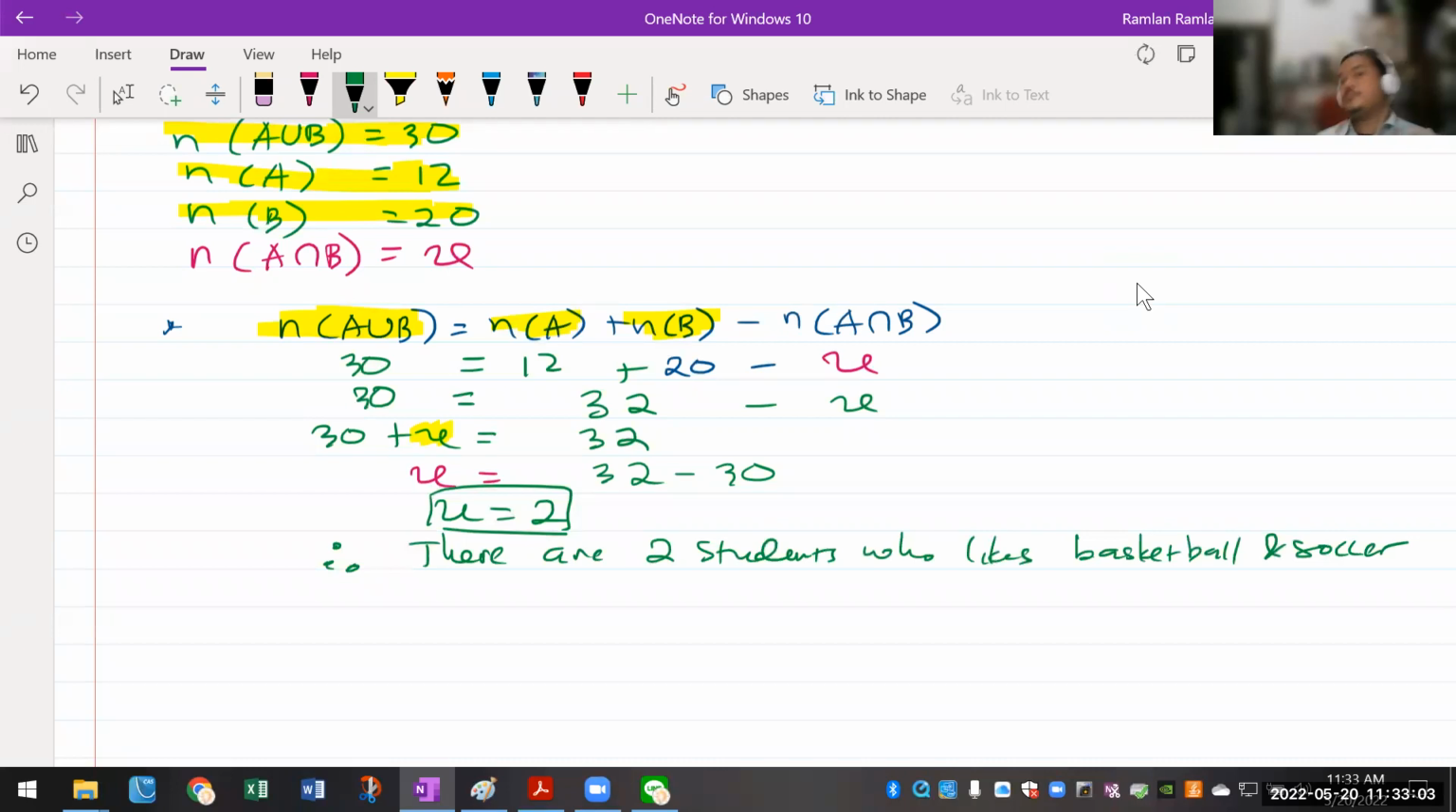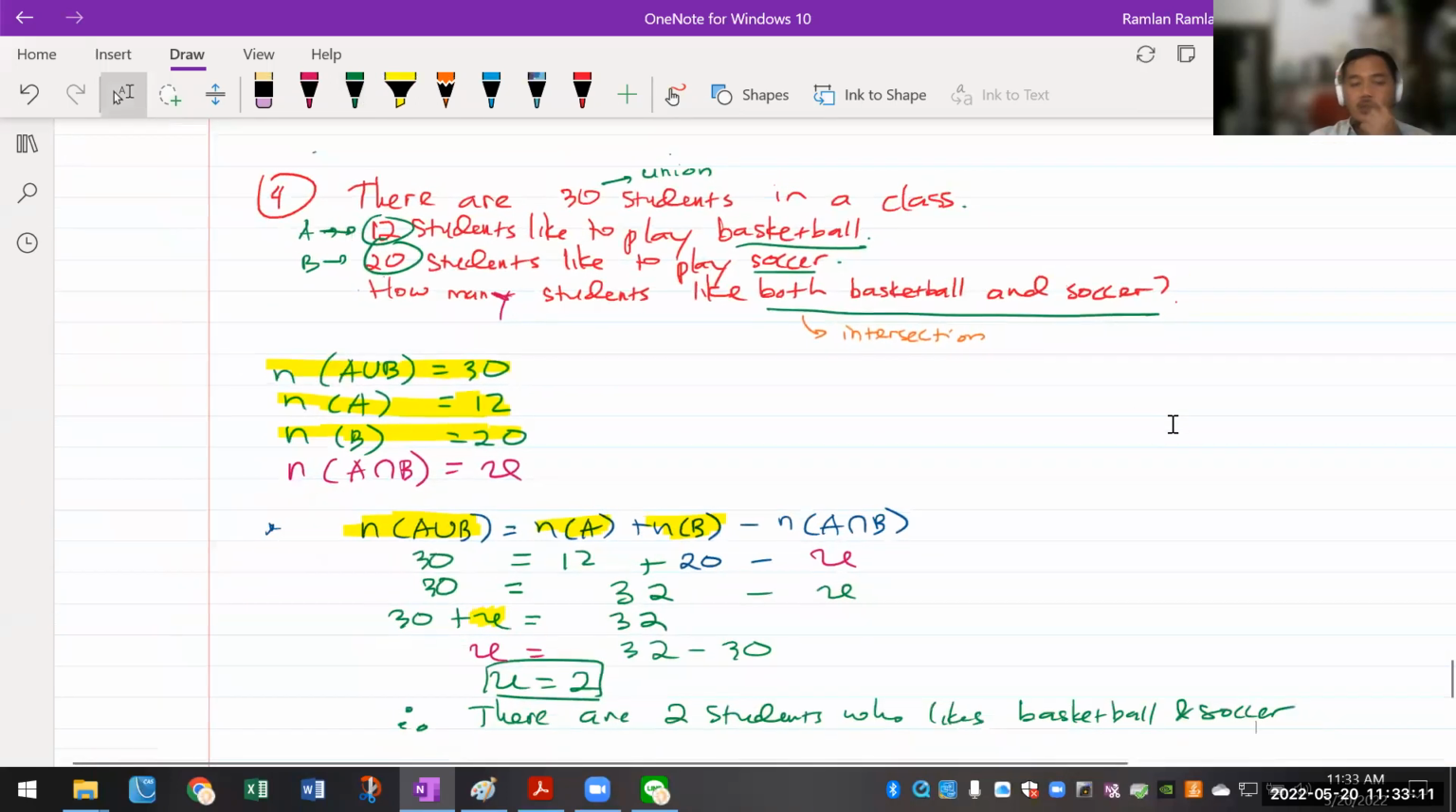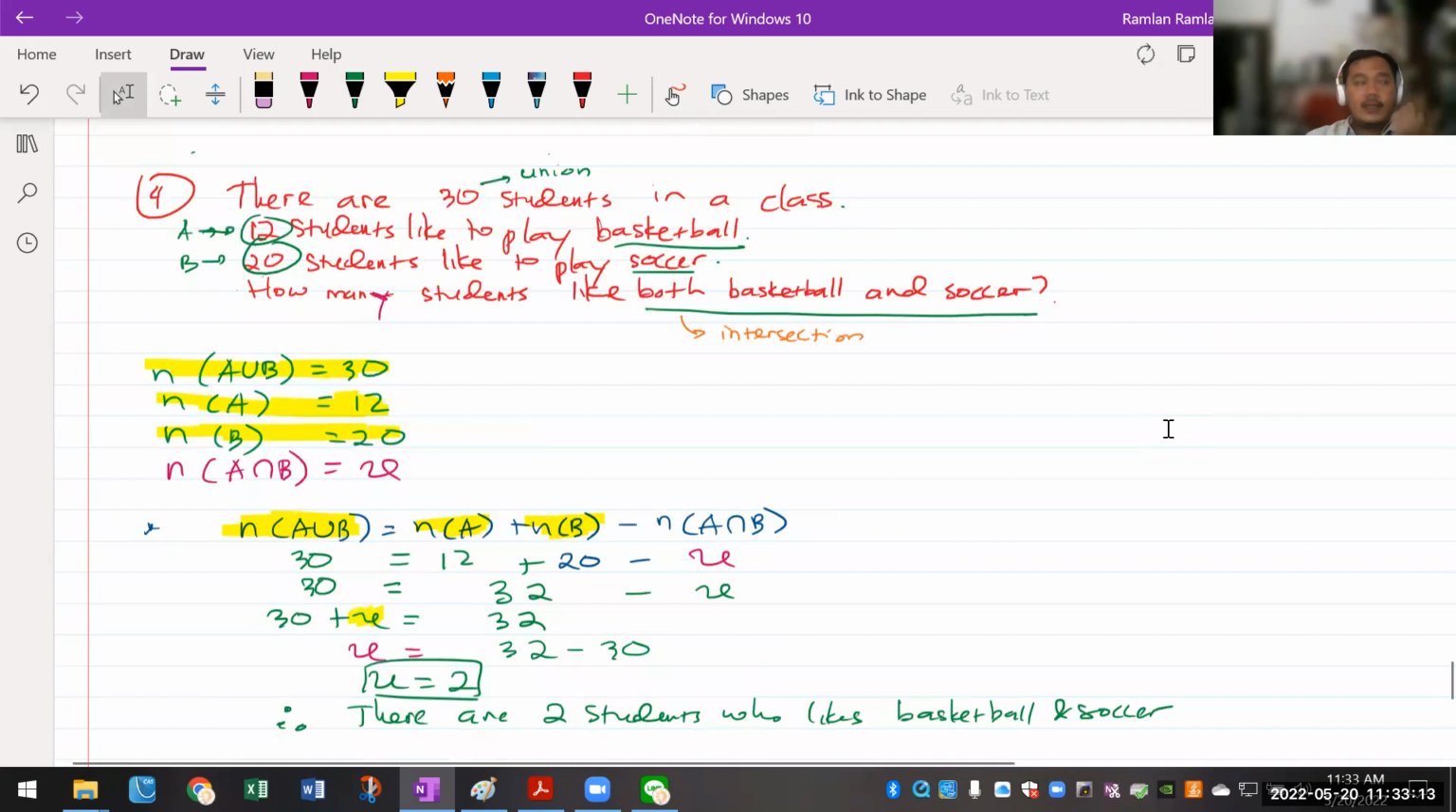There you go. Again, guys, like I mentioned before, whenever you see a story problem, the first thing you need to do is convert it into whatever mathematical form you have. In this case, because we have that formula, which one is N(A), which one is N(B), which one is N(A ∪ B), which one is N(A ∩ B), and you only need to put all of them into the formula. That's it.